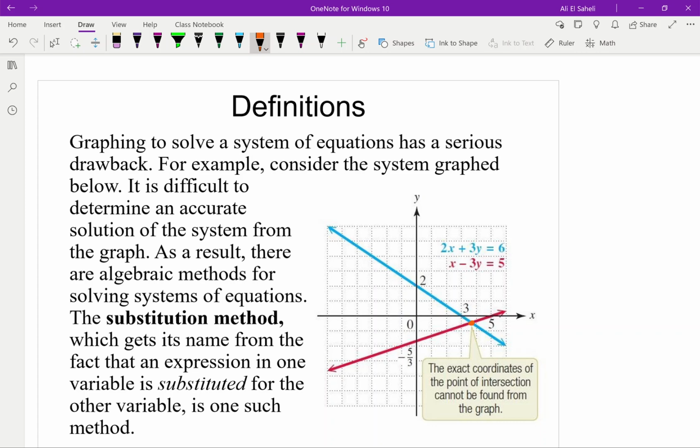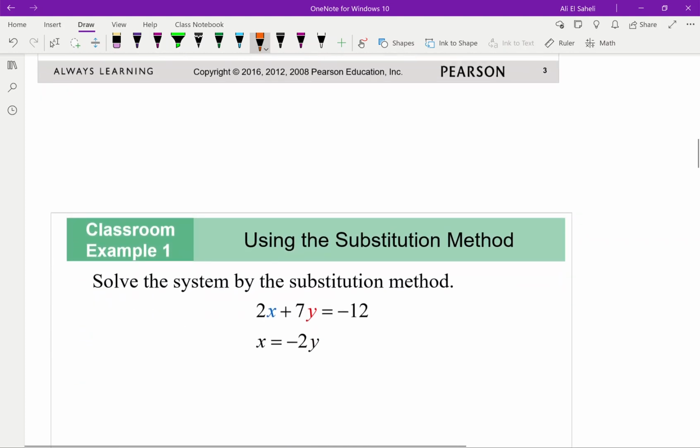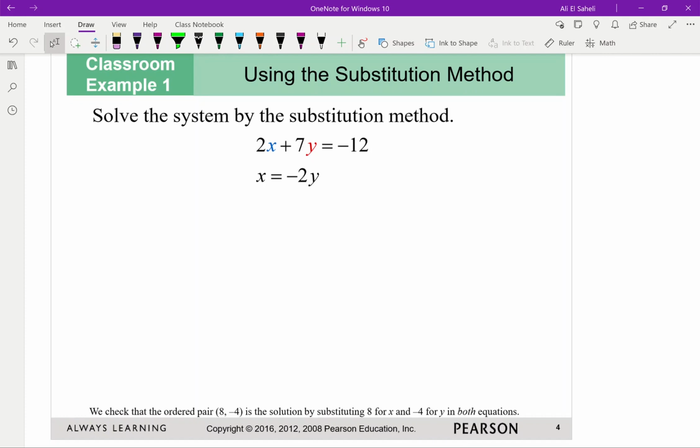We want a method that gives us the solution up to the accuracy we want. And this method is the substitution method. Basically, the method works by finding one of the variables in terms of the other and substituting that in the other equation.